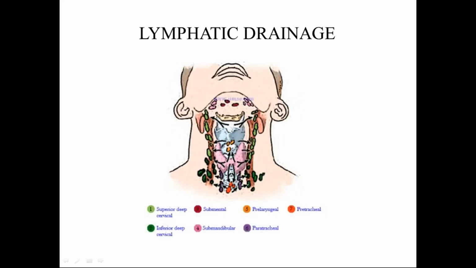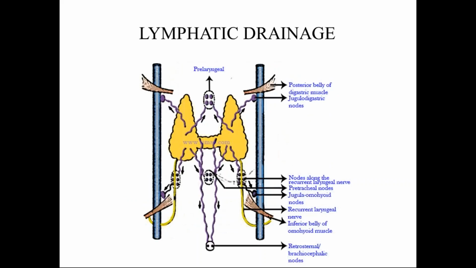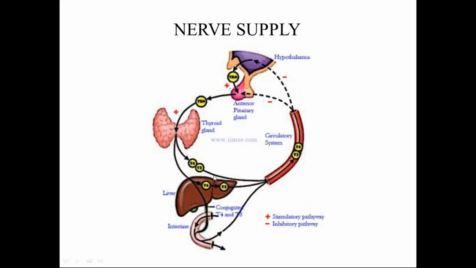Now we'll talk about lymphatic drainage of thyroid gland. Very simple. The upper half of the thyroid gland drains into prelaryngeal group of lymph nodes, while the lower half drains into pretracheal group of lymph nodes. This is prelaryngeal group of lymph nodes, and this is pretracheal group of lymph nodes. This is the lymphatic drainage of thyroid gland.